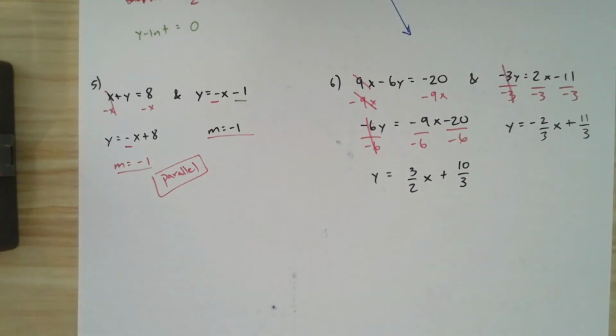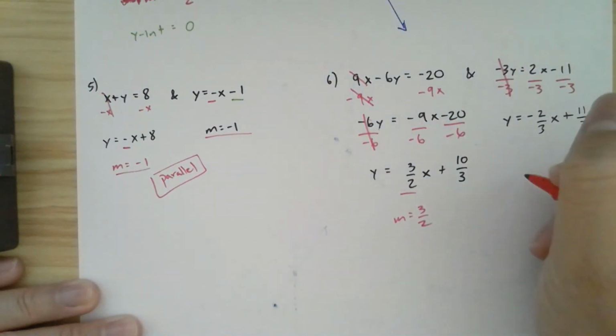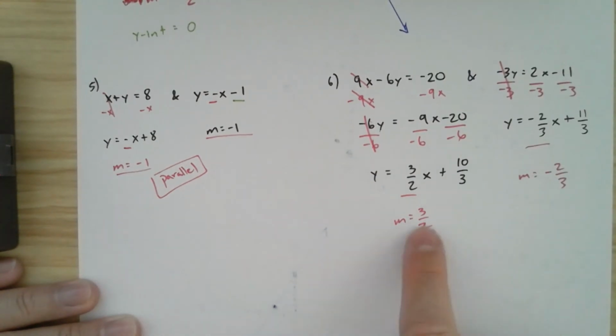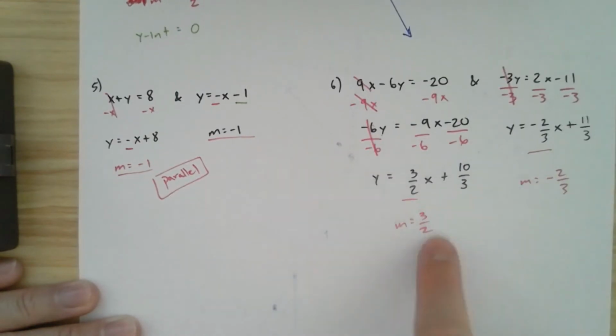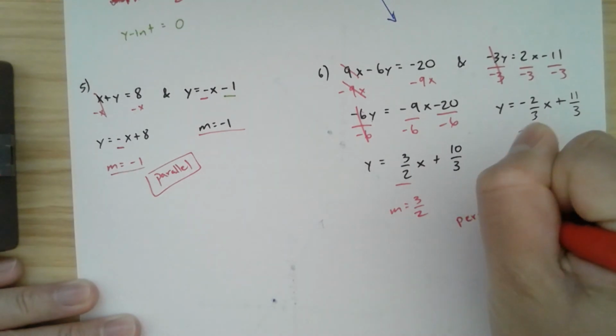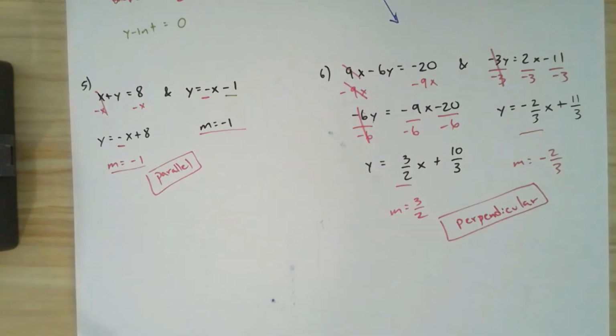So then the slope here is 3 over 2. The slope here is -2 over 3. Are these reciprocals? Yes. Are they opposite sign? Yes. This one's positive, this one's negative. So this one is the negative reciprocal of this one. So these are perpendicular.